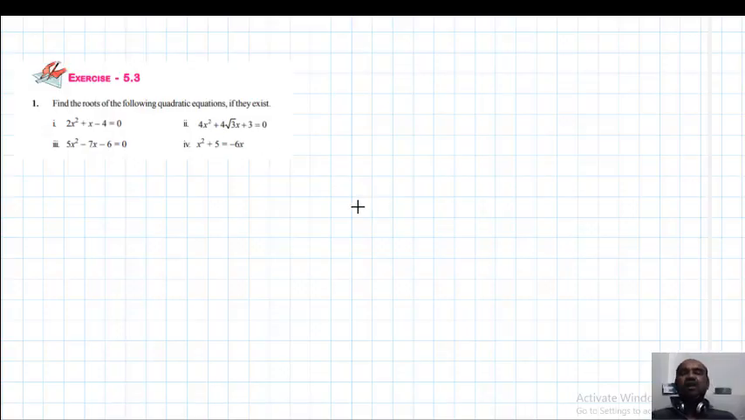Hello students, this is the third part of quadratic equations for 10th class. Here is exercise 5.3. Find the roots of the following quadratic equations, if they exist.